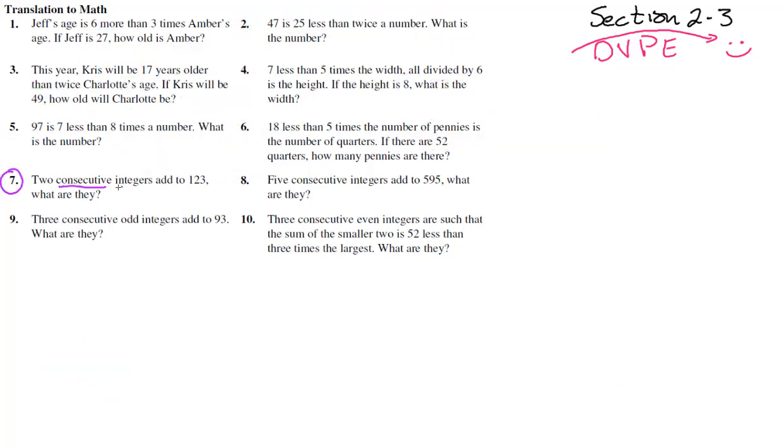2 consecutive integers. Now we have to think consecutive integers. So that is like having an x, that's the first number, and consecutive is one higher than that. So here are the 2 consecutive integers.